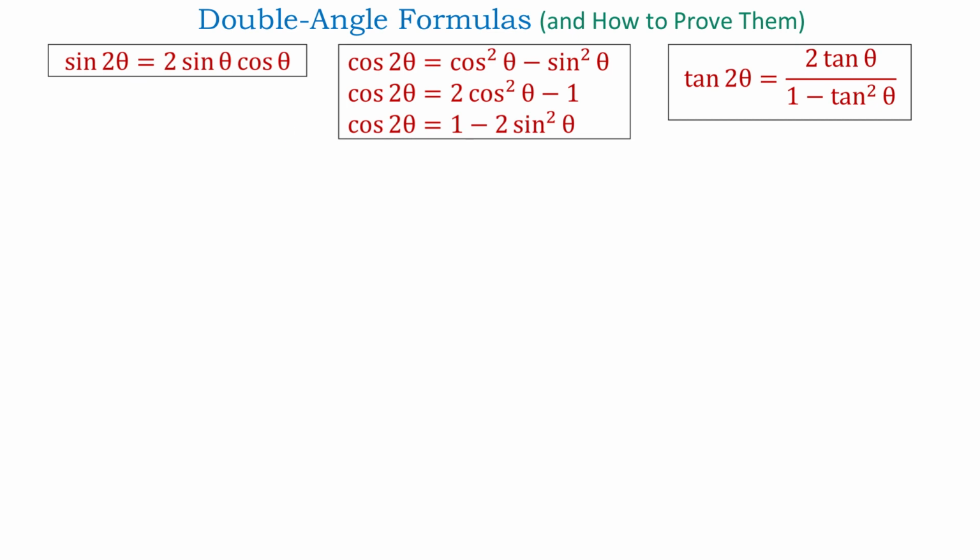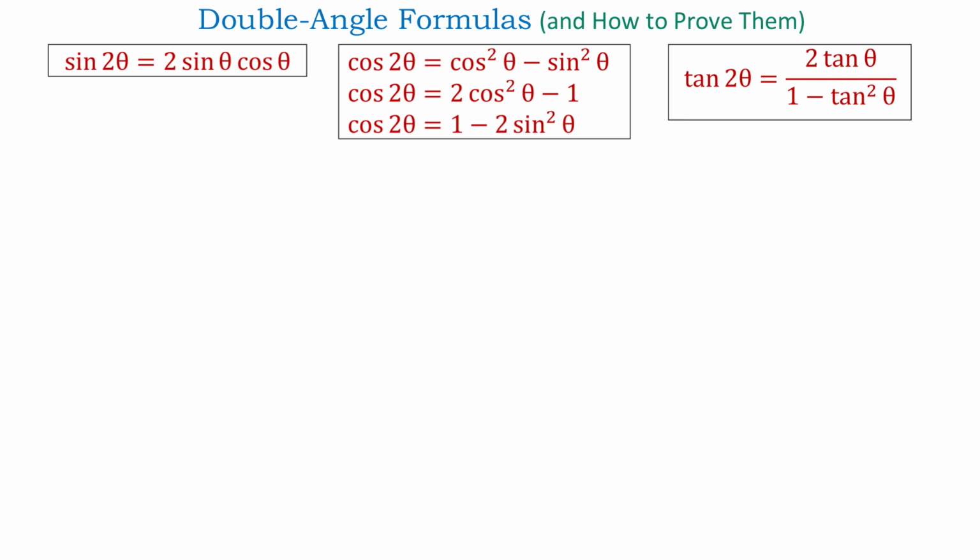The formula for cosine has three forms, and the first one is cosine of 2 theta equals cosine squared of theta minus sine squared of theta. We will talk about the other two forms later in this video. And now the formula for tangent is tangent of 2 theta equals 2 tangent of theta over 1 minus tangent squared of theta. So notice that in each of these formulas, on the left side the trigonometric functions have 2 theta, and on the right side they just have theta.